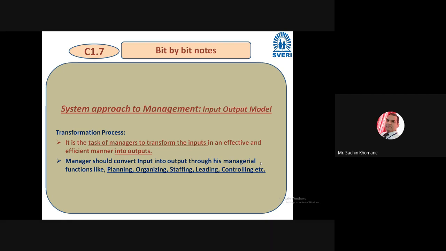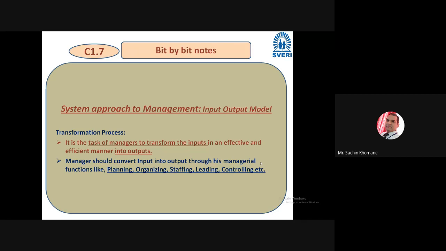And that transformation process may be doing operation on a particular job, finishing a particular job, right? Transforming, in short, transforming input to output, that process. Getting? And the manager should convert this input into output through his managerial functions or skills. He has to implement his managerial functions. What are those managerial functions? Like planning. He has to plan for the transformation process.